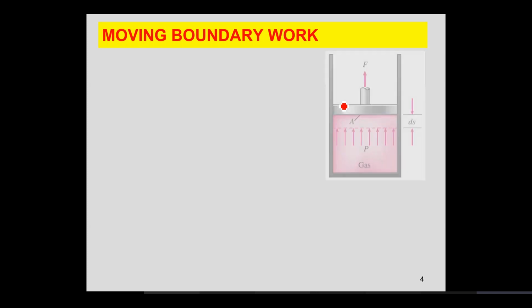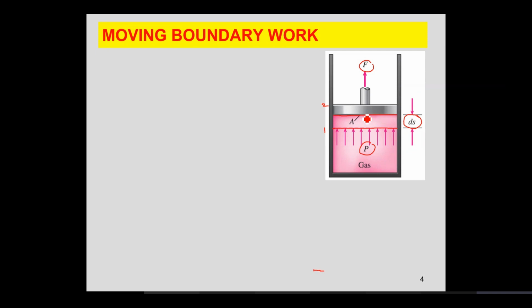Now, how do you determine the boundary work done associated with a quasi-static or quasi-equilibrium process? Let's say your system was initially at this position, and due to the application of uniform pressure, which is occurring at low velocities, your system moved from one state to another state. Your system moved a distance of ds under the application of force F acting on this cross-sectional area.